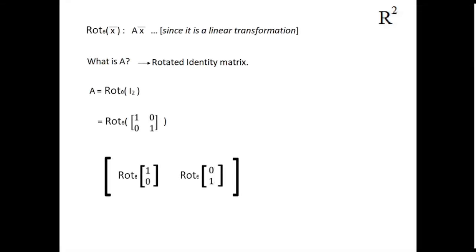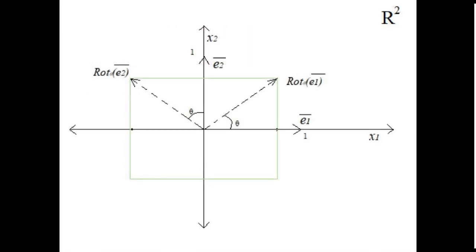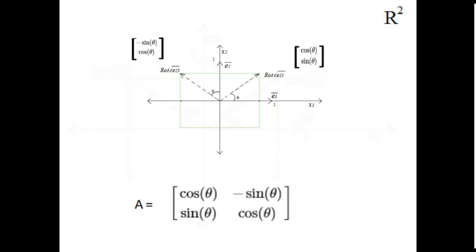Rotation of x is equal to Ax because it is a linear transformation. What is A? Well, it is a rotated identity matrix, I2 for 2 dimensions. Here we see each individual component of I2 has been rotated by theta degrees. We just need to find these vectors in order to find the rotation matrix. Once identified, these individual components respectively create the rotation matrix.